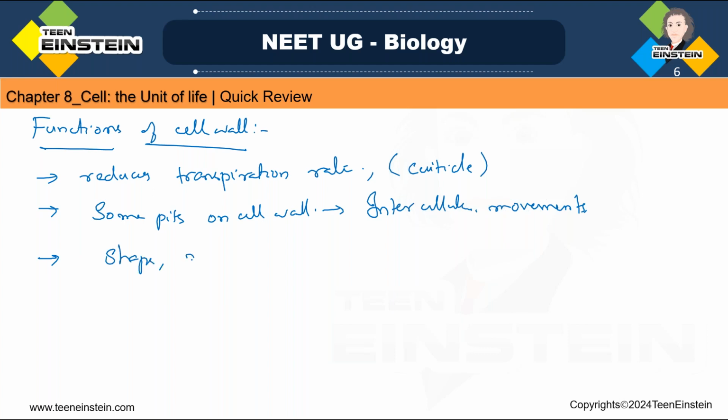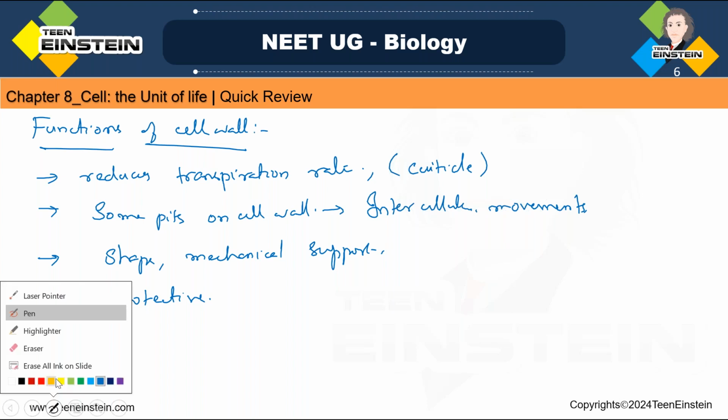It is providing shape, then mechanical support to that cell, and it is protecting the cells from chemical actions. That is a protective layer, right? So that's about the cell wall. Next we need to learn, so what do you need to learn? The structure, like how it is made, if it has any layers, what it is composed of, and what the function of the cell wall is. These are the things you need to learn about the cell wall.